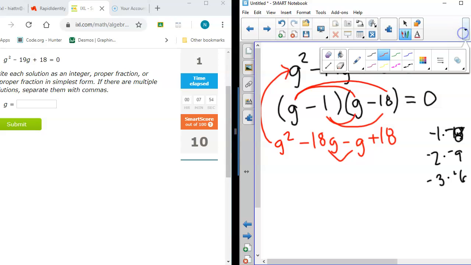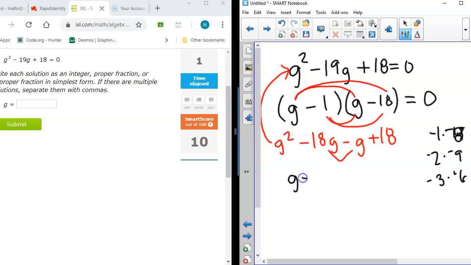So I have factored correctly. Now that part is not part of solving the problem, it's just checking to make sure you factored correctly. So then I've got g minus 1 has to equal 0, or I could have g minus 18 equals 0. And so here I will add 1 to both sides, so g will equal positive 1, and right here g will equal positive 18, just adding that 18 to both sides.